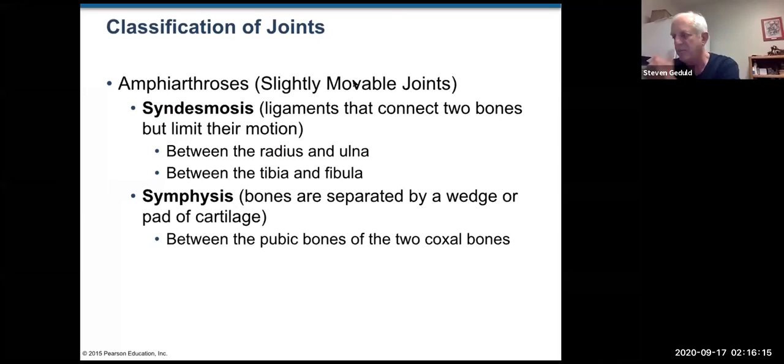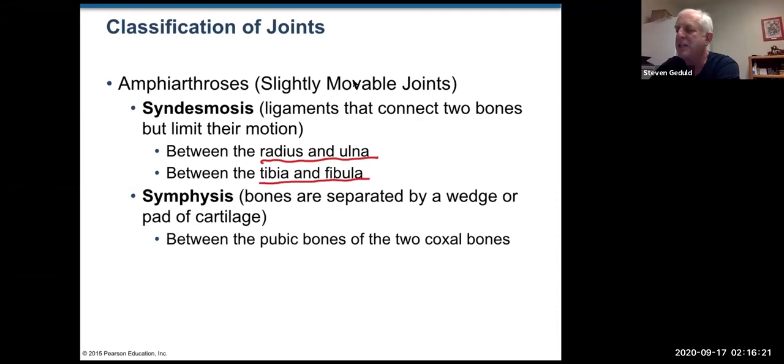Amphiarthrosis is slightly movable. Ligaments connect two bones, like between the radius and the ulna, and between the tibia and the fibula. Those are syndesmosis. They're examples of amphiarthrosis joints. The symphysis is a slightly movable joint, like the pubic symphysis, between the pubic bones of the two coxal bones. That's where the baby comes down the birth canal, and the pubic symphysis allows it to expand and move. It's slightly movable and allows the baby to come out during childbirth.